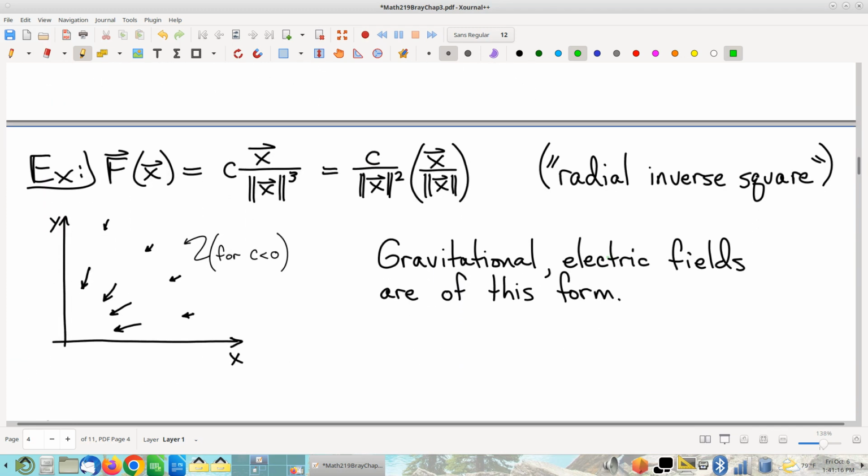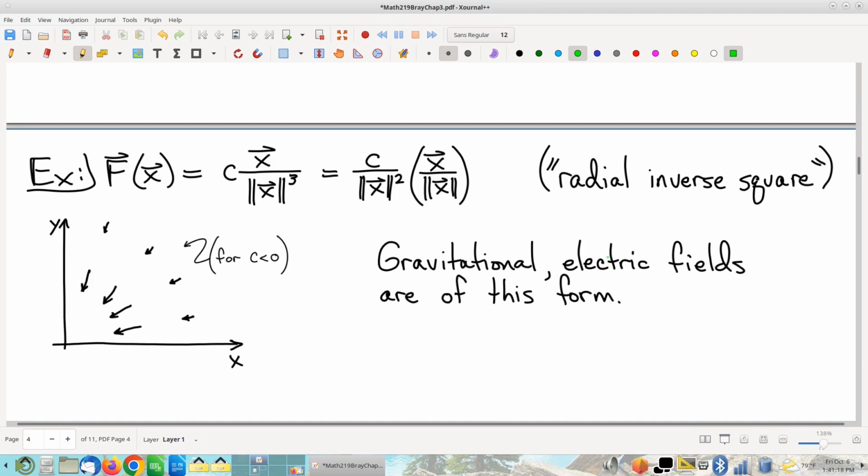Okay, so here's another vector field. This one has a weirder formula, but this is a very important vector field for real-world reasons. Let me first describe the vector field. Here it is, this formula right here. Now, this is called a radial inverse square vector field. And I'm going to say that's a natural choice, but it doesn't look natural from the way it's written.